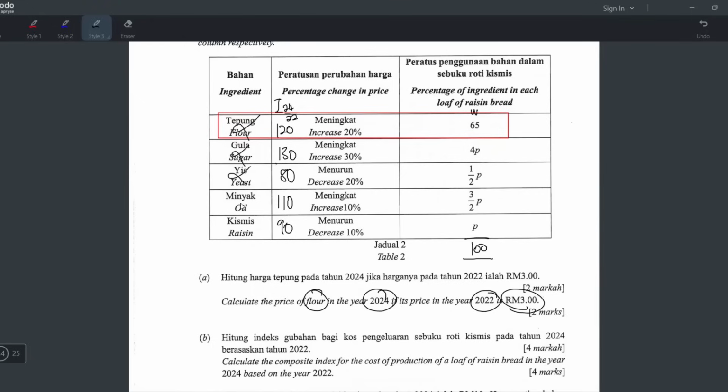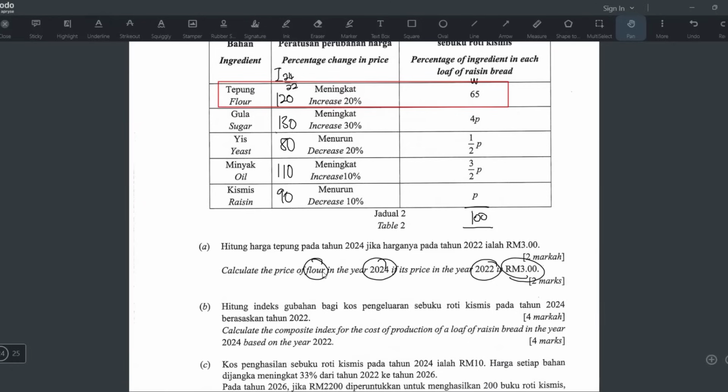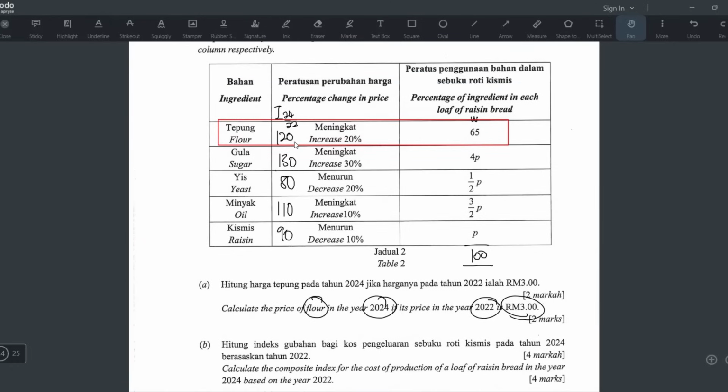Okay, if they never mention any of these keywords, of course, if they mention something like minyak, then of course you take this one. If they do mention it. But what if they never mention? Okay, if they never mention, you take the composite index. You take the composite index. But if they mention the specific ingredient, then you can only refer to that row.